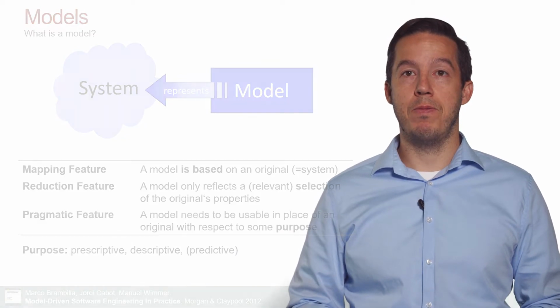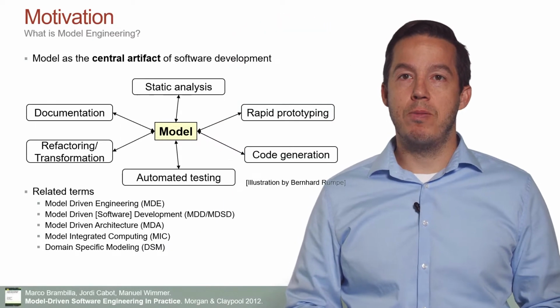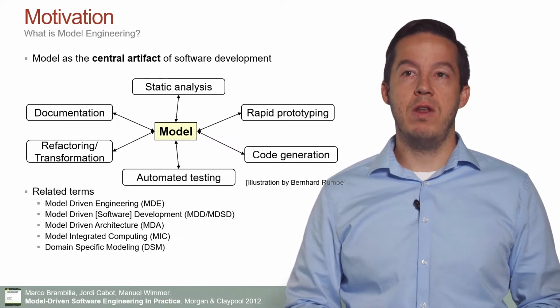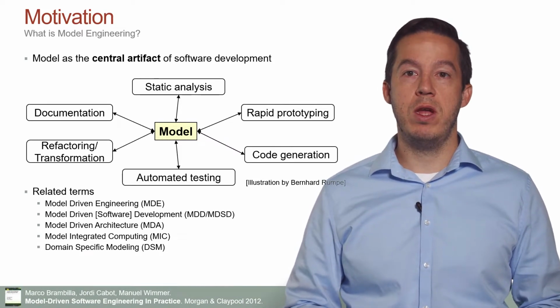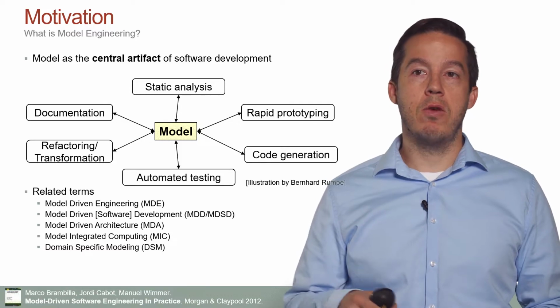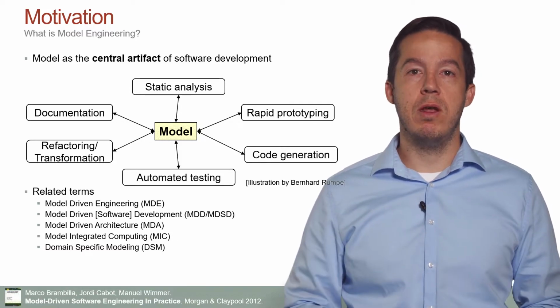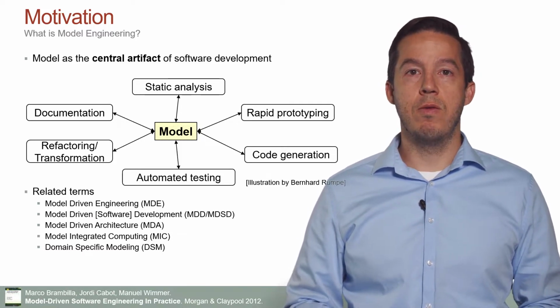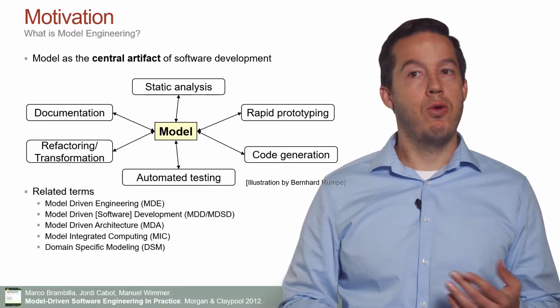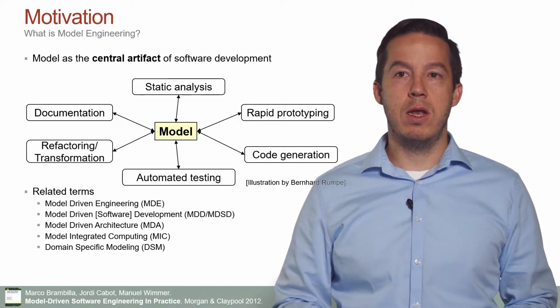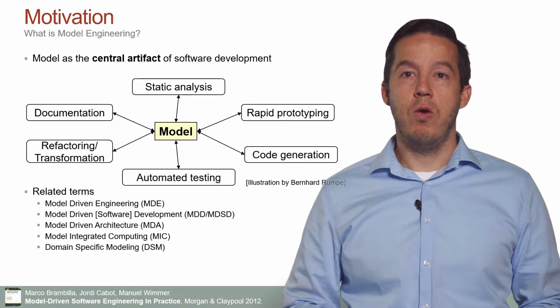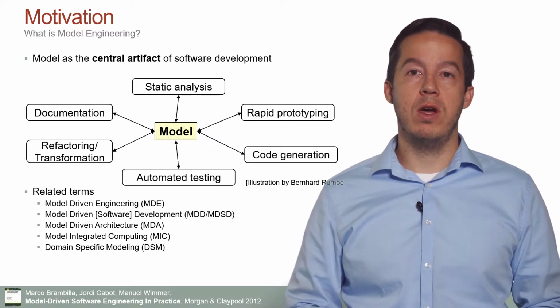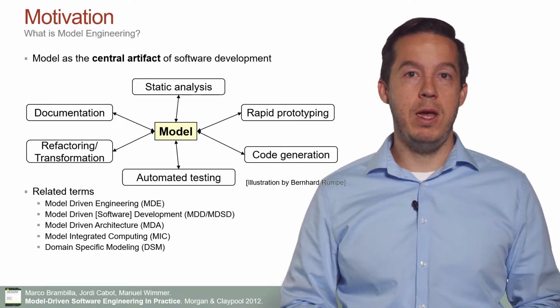So why do we engage in modeling after all, and what is model engineering? Model engineering perceives the model as a central artifact of software engineering, and in this respect a model can serve a quite diverse set of different purposes. It can support static analysis, rapid prototyping, automated testing, code generation, or it can also serve some basic but very important purposes like documentation.